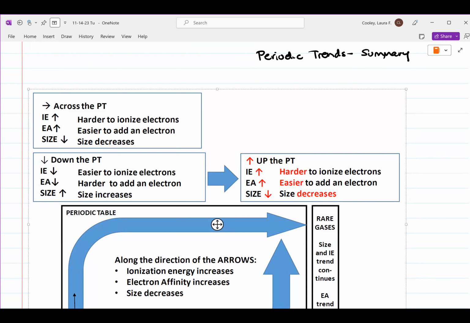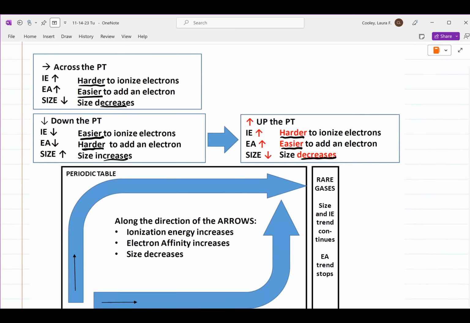As you go down the periodic table, the trends are exactly the opposite. So how about if instead of thinking about this trend going down the periodic table, we flip it and say, going up the periodic table, everything becomes opposite. It becomes harder instead of easier to ionize an electron. It's easier instead of harder to add an electron, and the size would decrease. Now, why on earth would I do this? The reason why is to confuse you.